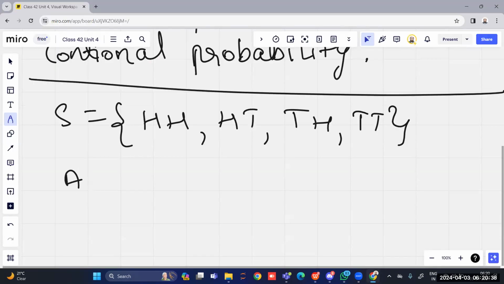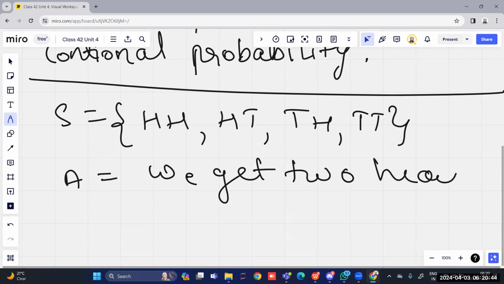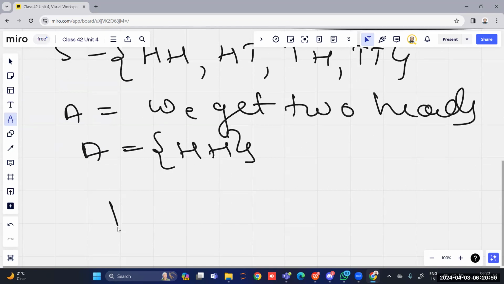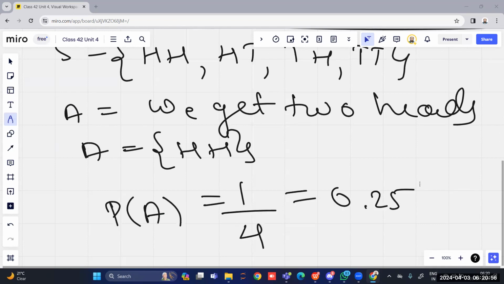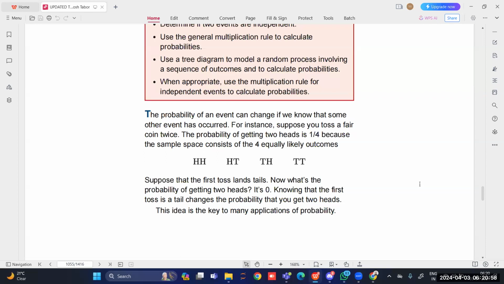Let A be the event that we get two heads. This is the set builder form. The roster form will be HH. So what is the probability of A? Number of elements in A upon number of elements in the sample space. One by four. You should be very generous about calculating simple probability. You must practice it hundreds of times, 50 to 60 different examples, so that as fast as you see the example, you can give the probability of that specific event. So one by four because the sample space contains four equally likely outcomes.